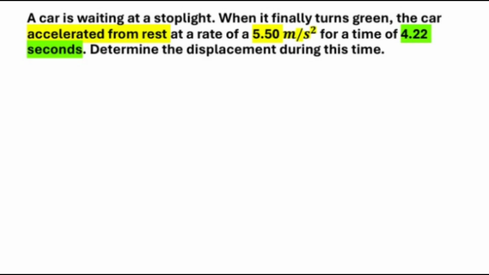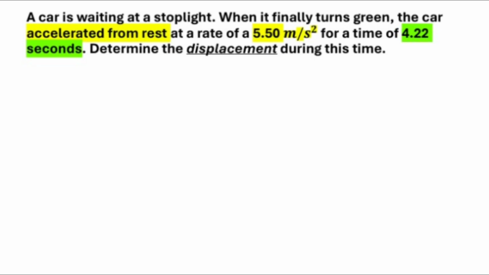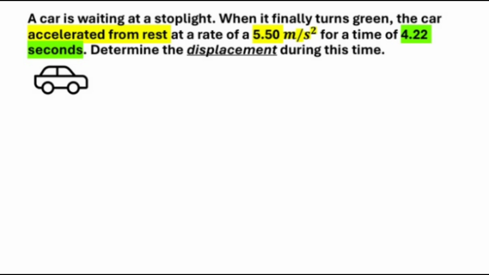The final indication is basically what the question is asking. The question is asking about the displacement during the time duration. Now let's illustrate the situation first. So we have a vehicle.